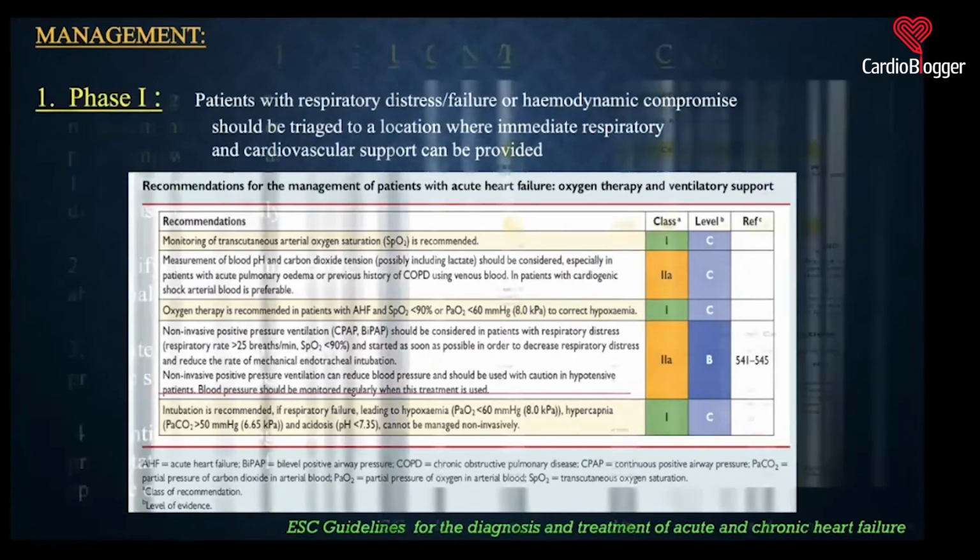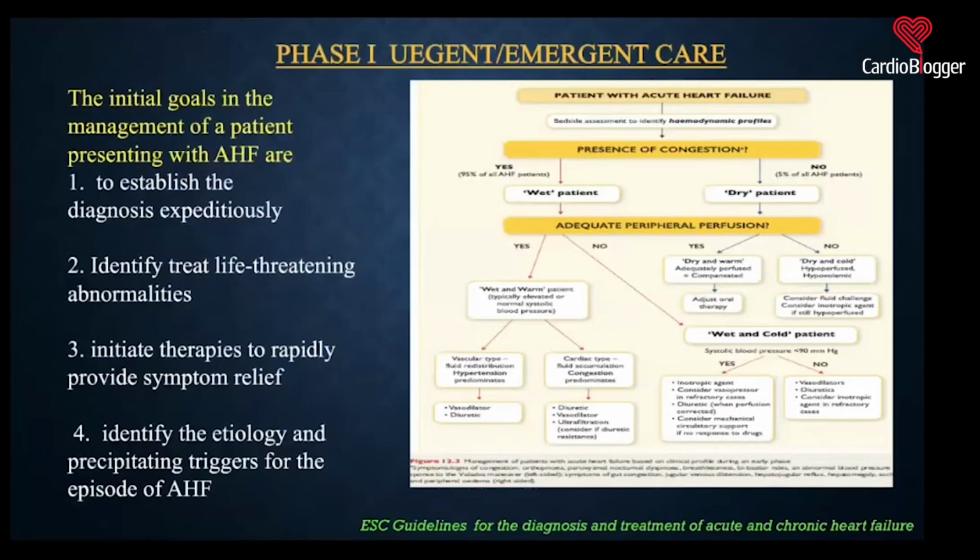Now, once you are done with the acute emergency care, you should try dividing this patient into one of these 4 groups. As I already discussed, the most important thing is to see the presence of congestion. Clinically you'll definitely know whether your patient is wet or not, because you will have raised JVP, bilateral crackles, pedal edema, and all the signs of congestion.